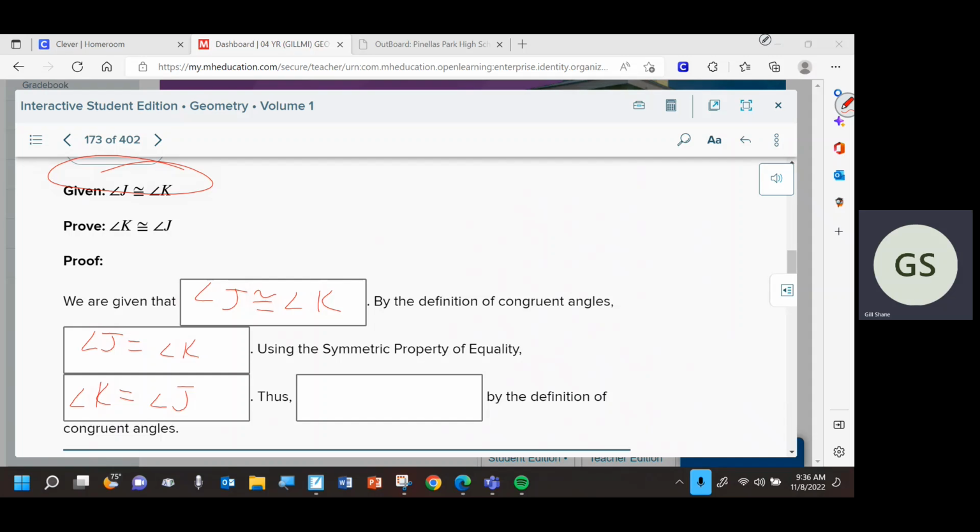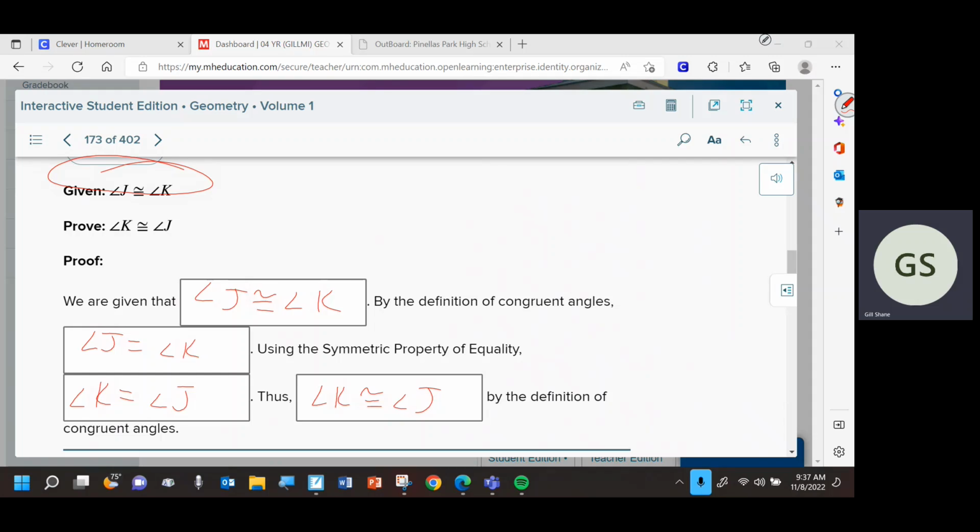Not be fancy by saying thus, really. We skipped all of those. Thus, oh, okay, so then we're just going back to congruence. So again, we're using the definition of congruence. Angle K is congruent to, they just wanted to go back to congruence. I don't know why.